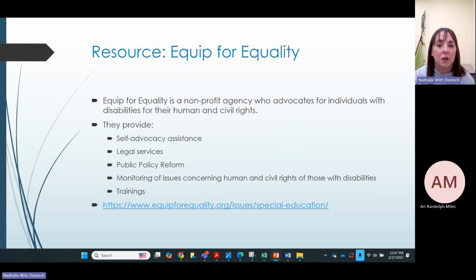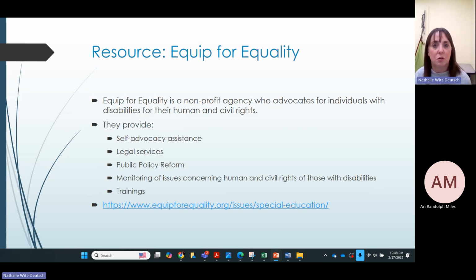One resource that I highly recommend parents locate and utilize for themselves is the company Equip for Equality. This agency is a not-for-profit and they advocate for individuals with disabilities for both their human and civil rights. It is not just used for children or teenagers through special education. They also weigh in and provide advocacy and advice for individuals with disabilities for workforce, further schooling, and things like that. So they provide self-advocacy assistance, legal services, public policy reforms.